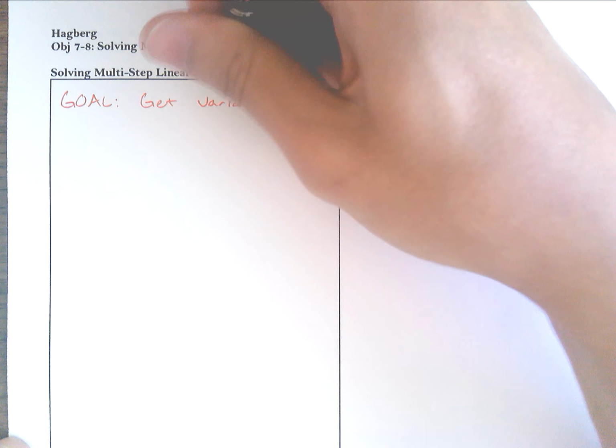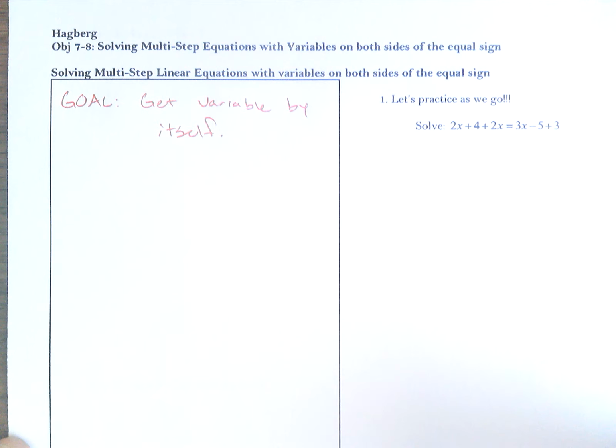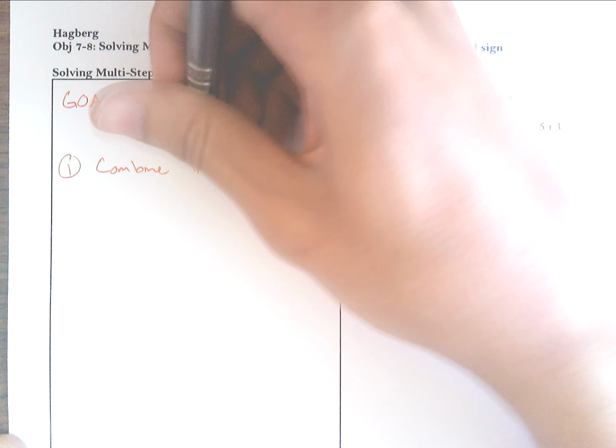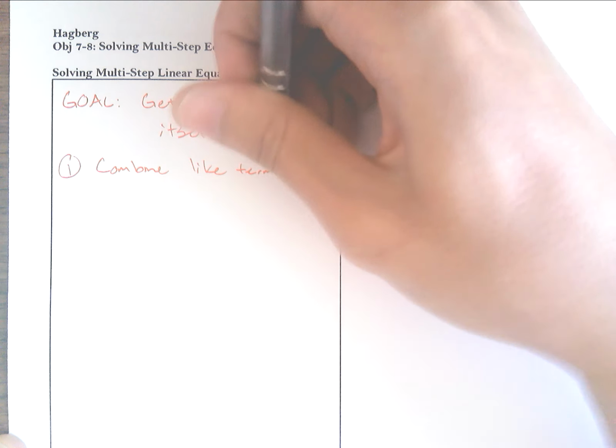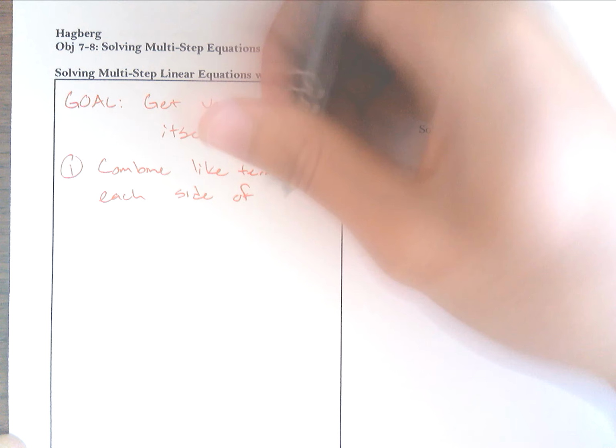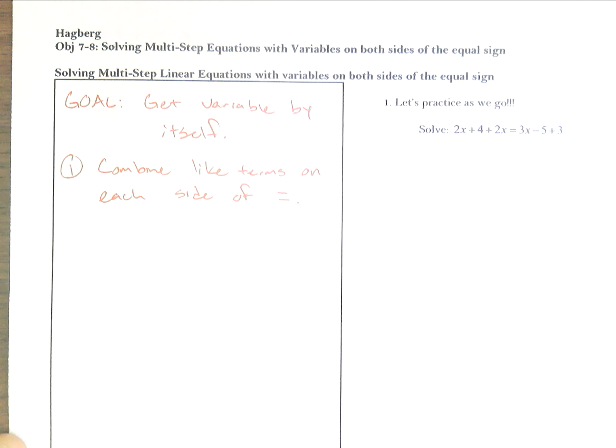The goal doesn't change. Anytime we're solving equations, the goal is to get the variable by itself. So the first step that we do when we want to solve these equations, step one, just like before, is we want to combine like terms on each side of the equal sign.